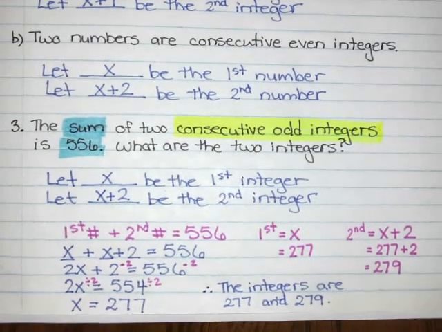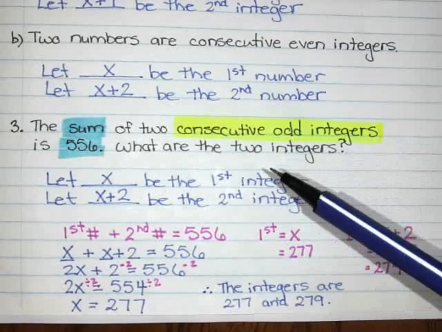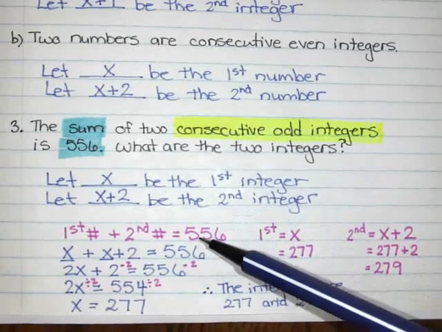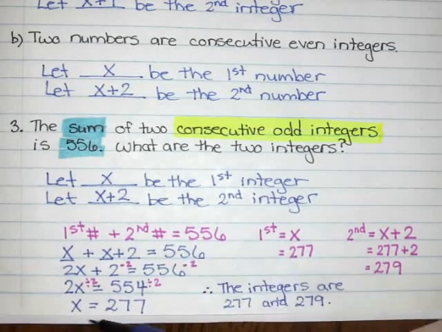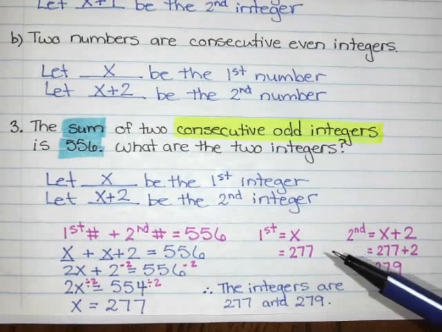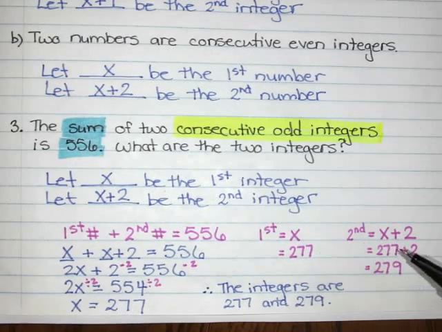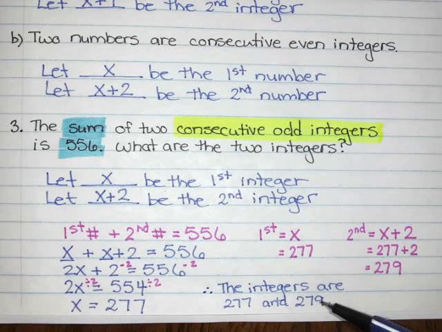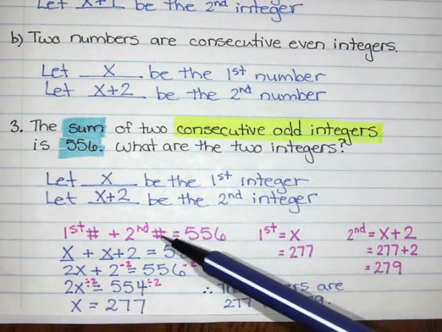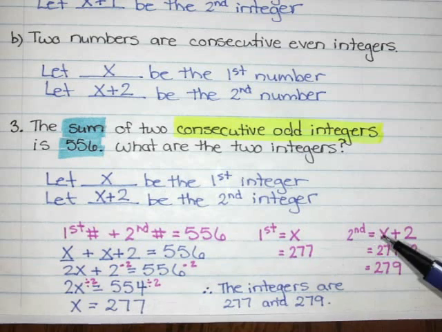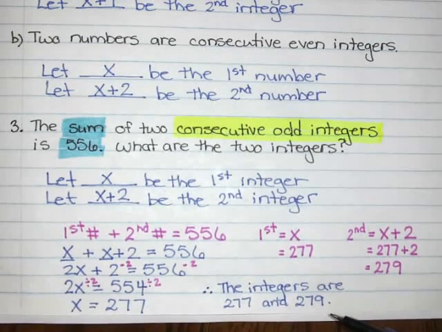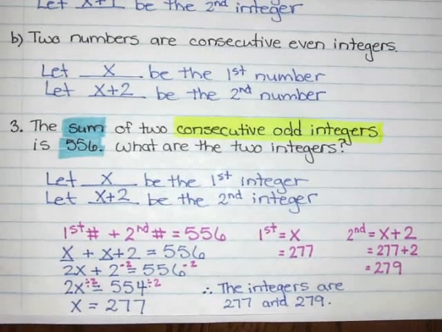279. So when I'm doing a word problem, I always need to have let statements. I need an equation. I need to solve that equation. We need to go back and find our answers and then write a sentence. So you should be doing let statements, equation, solution, answers, and then sentence. And that's how you solve a number problem with consecutive numbers.